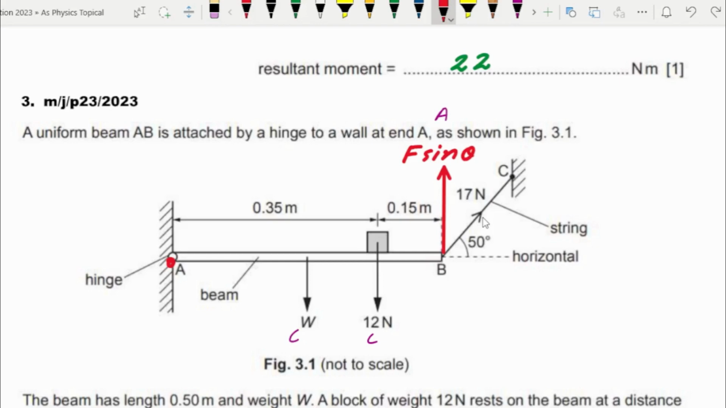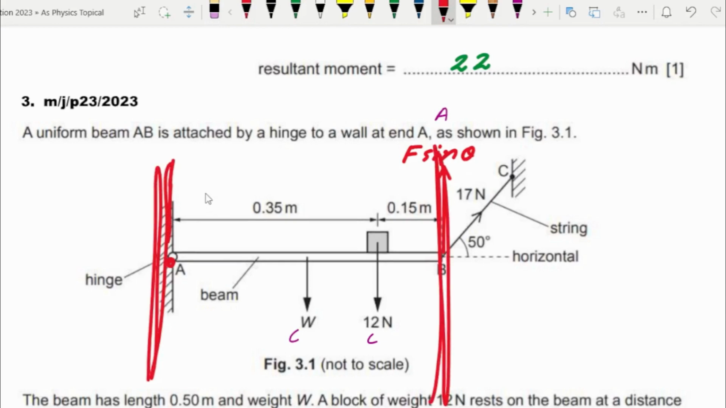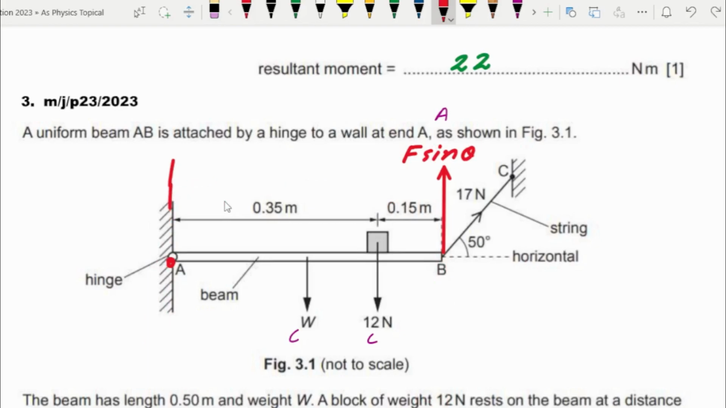But at the same time, it would be easier that you already have resolved this force into a component, and this is exactly the component for which you do have the perpendicular distance from the pivot. So this is your line of pivot, this is your line of force, and you do have the perpendicular distance between these two, for which you can add 0.35 and 0.15.